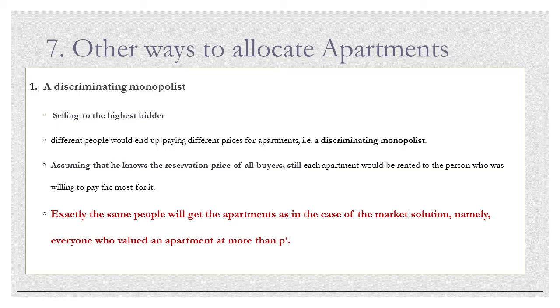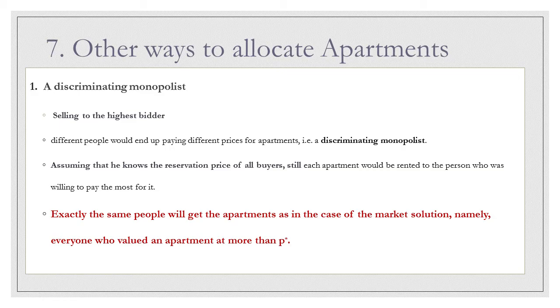The apartment will be offered to that buyer or consumer. Different people will end up paying different prices, so in that sense it's discriminating. Each individual ends up paying a different price for renting the apartment from the seller. Assuming the monopolist knows the reservation price of all buyers, still each apartment would be rented to the person who was willing to pay the most for it. So in that sense it's discriminating.